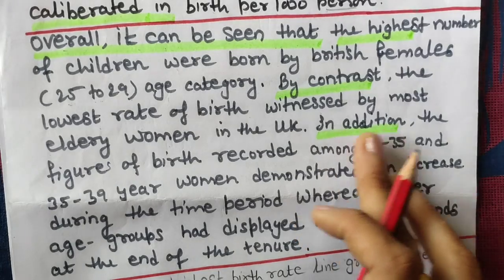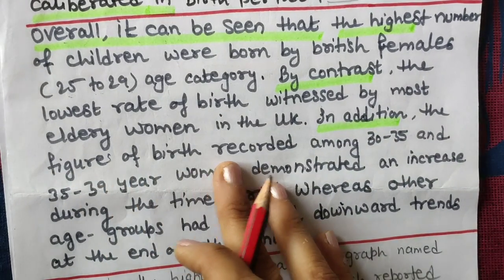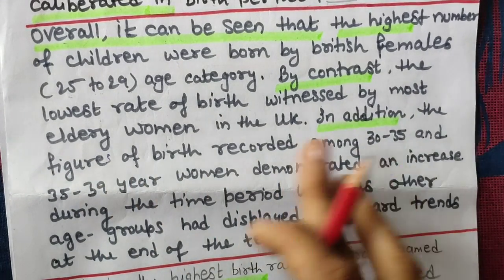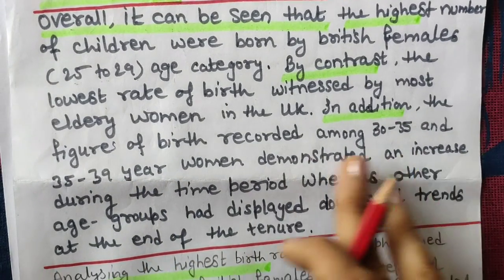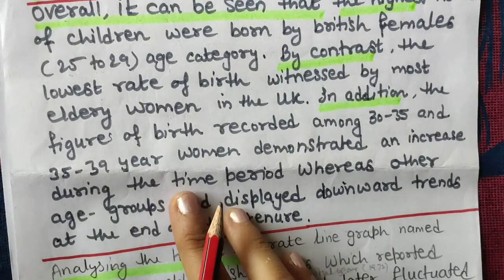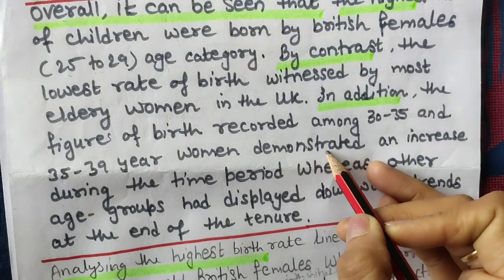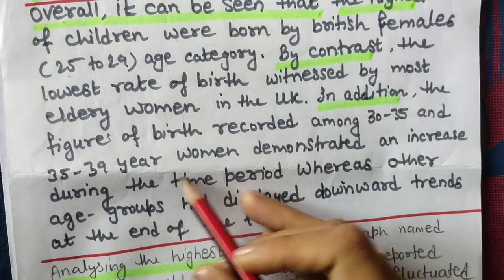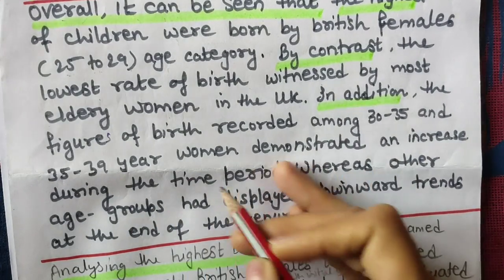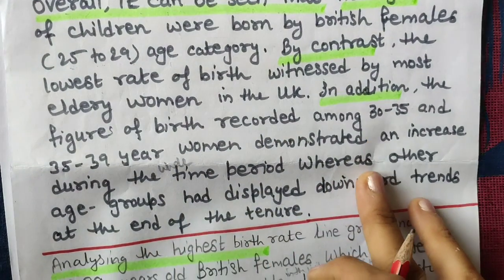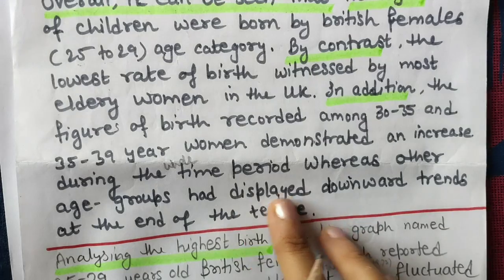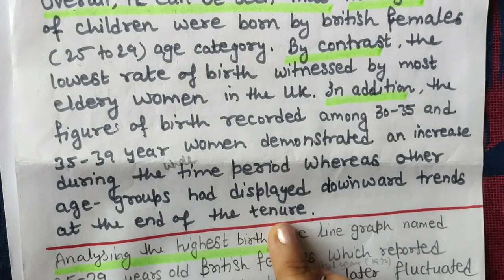In addition, the figures of birth rate recorded among 30 to 35 and 35 to 39 year old women demonstrated an increase during the time period, or you can say demonstrated an upward trend during the whole time period, whereas other age groups had displayed downward trends at the end of the tenure.